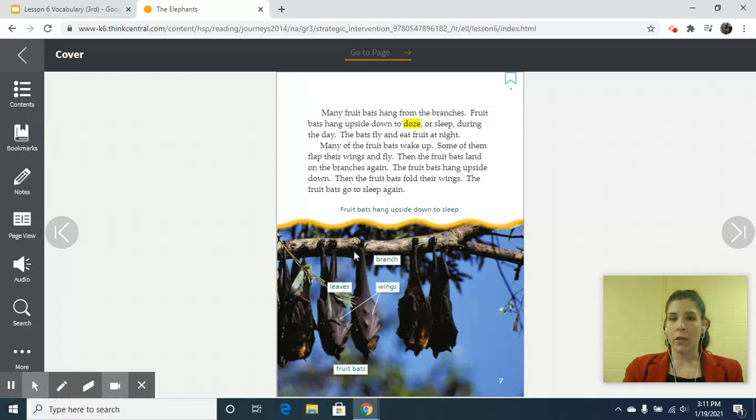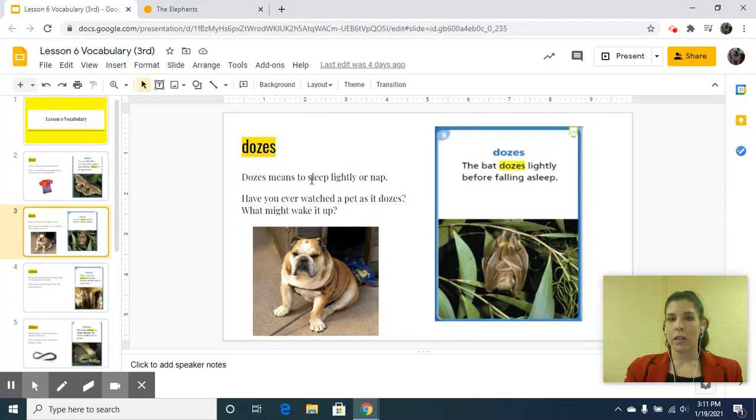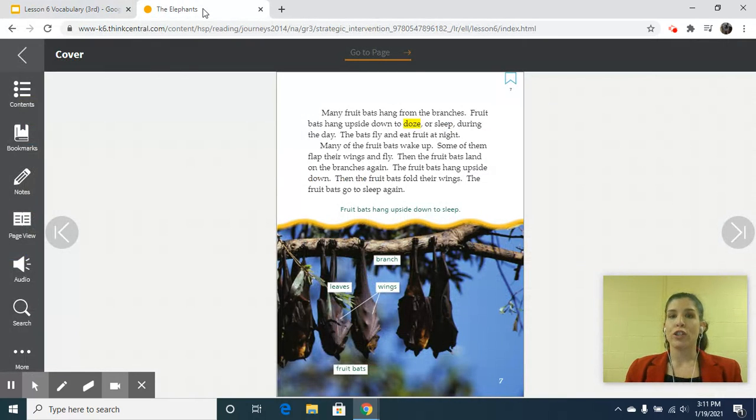So looking at this picture, it says fruit bats hang upside down to sleep. So you have your branch, you have your wings, leaves, and these are fruit bats. They look a lot different from an everyday bat. So many fruit bats hang from the branches. Fruit bats hang upside down to doze. Remember, doze means to sleep lightly or take a nap during the day.